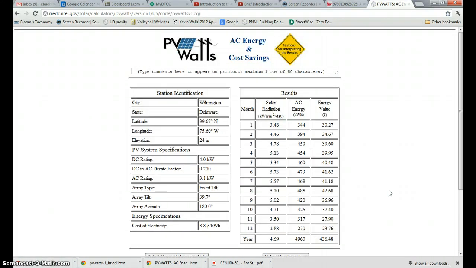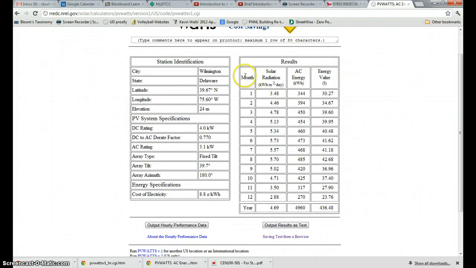Okay, so now it brings up the results. And really what we're interested in is three things. These are all the things we input, and here's our outputs. So here's the month of the year, so January to December. The solar radiation, in kilowatt hours per meter squared per day, remember that's a special unit called sun hours.